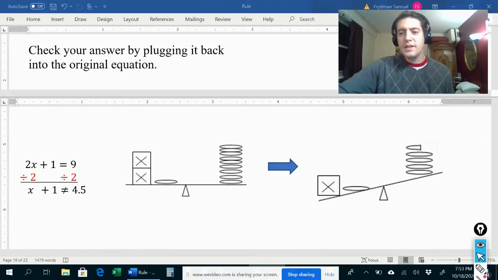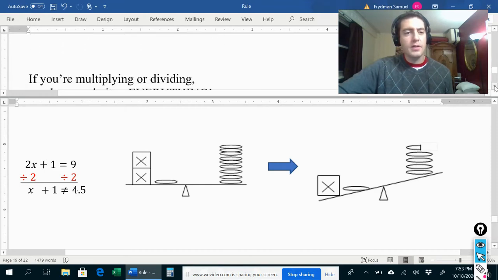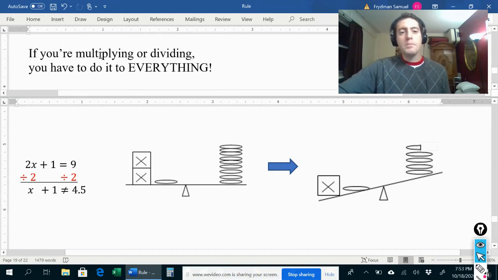Okay, so the next thing that I want to talk about here is that if you're multiplying or dividing, you have to do it to everything. So let's take a look at the same example that we just did. Let's start out with 2x plus 1 is equal to 9. So that's the picture for it over here, same one that we saw before.